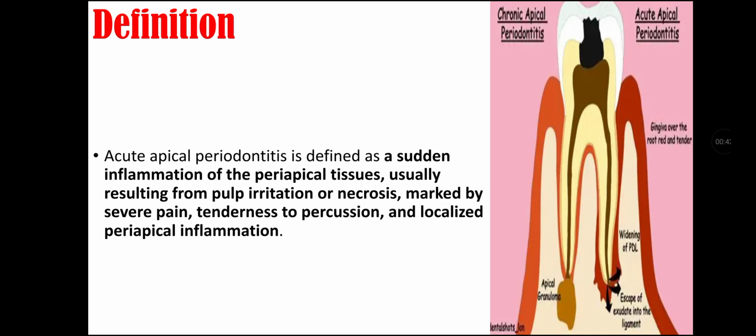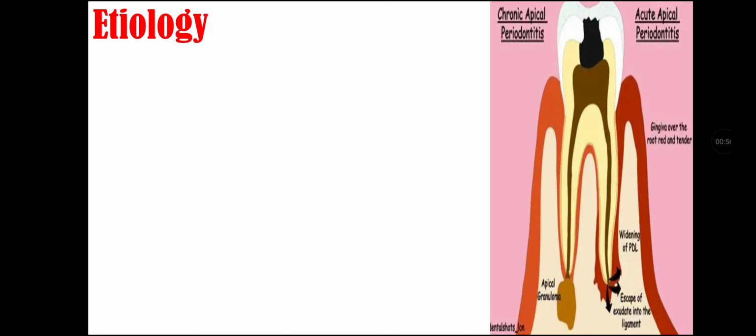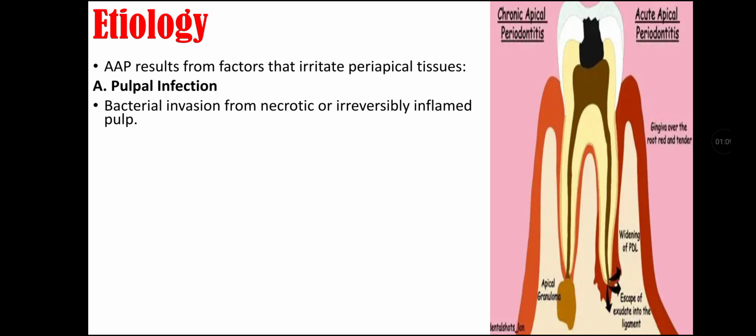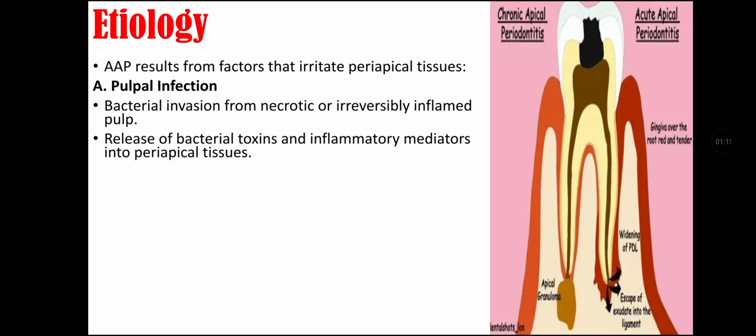Definition: acute apical periodontitis is defined as a sudden inflammation of periapical tissue, usually resulting from pulp irritation or necrosis, marked by severe pain, tenderness to percussion, and localized periapical inflammation. Etiology of acute apical periodontitis. Acute apical periodontitis results from factors that irritate periapical tissues. First etiology is pulpal infection, as bacterial invasion from necrotic or irreversibly inflamed pulp can cause the release of bacterial toxin and inflammatory mediator into periapical tissue and can cause acute apical periodontitis.